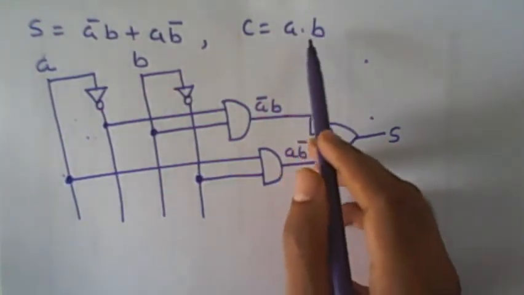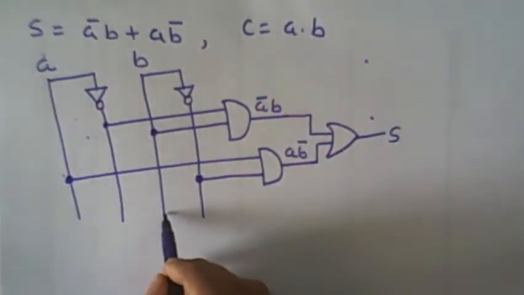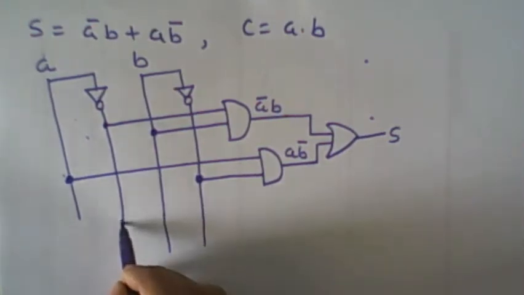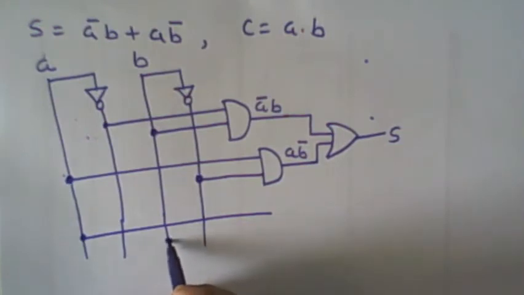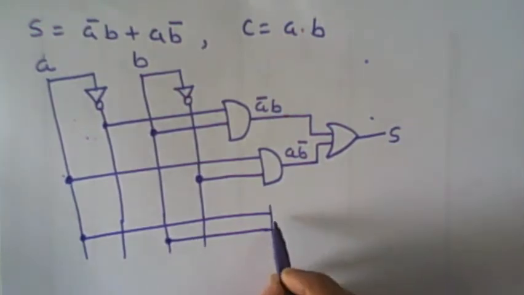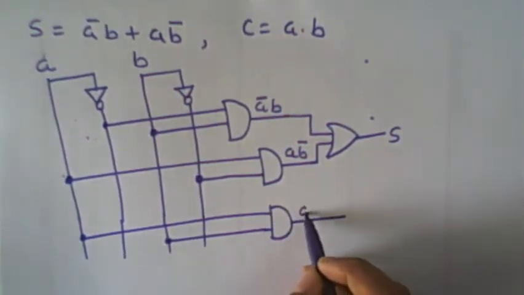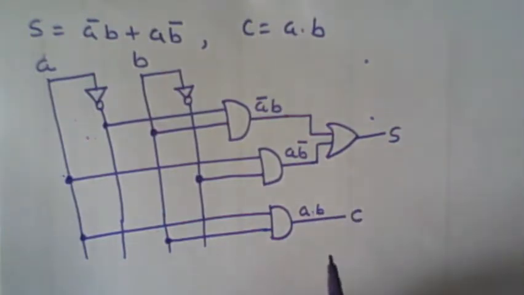Similarly for the carry it is A into B. So here it is A, and from this is B, ANDing it produces A into B, nothing but our carry out. So this is one of the circuits we can implement for the half adder, right?